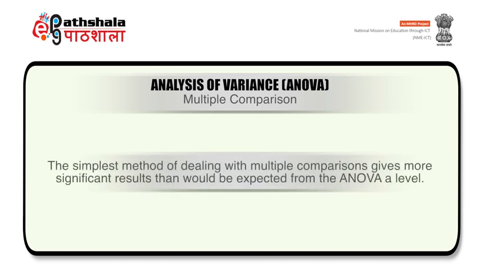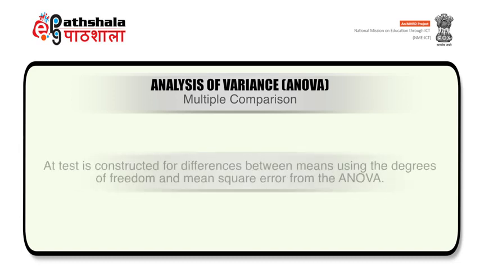The simplest method of dealing with multiple comparison gives more significant results than would be expected from the ANOVA level. A test is constructed of the differences between means using the degrees of freedom and mean square error from the ANOVA.